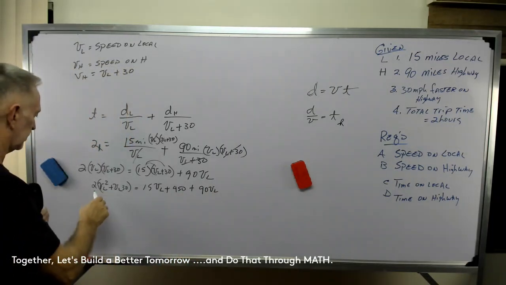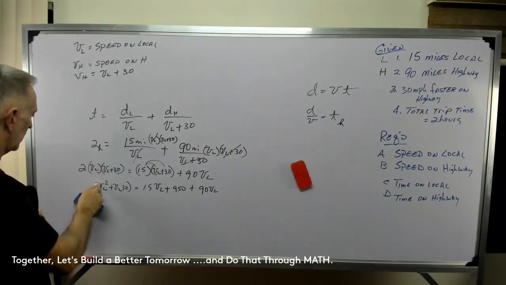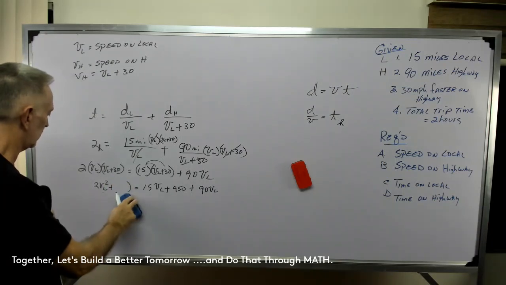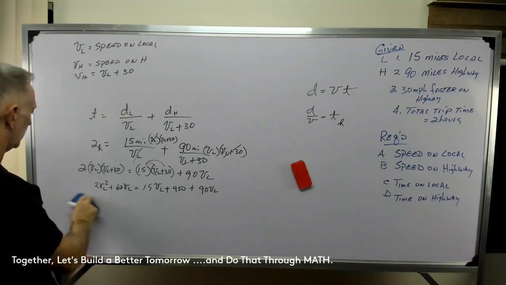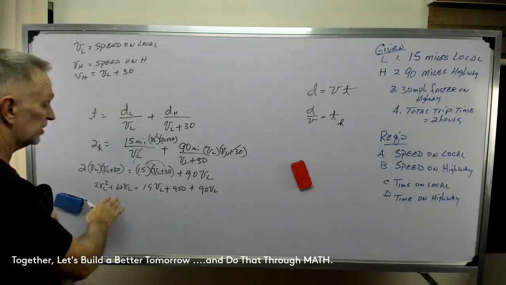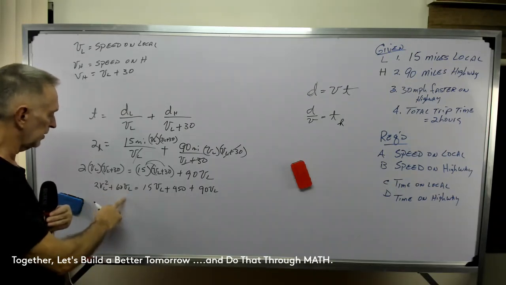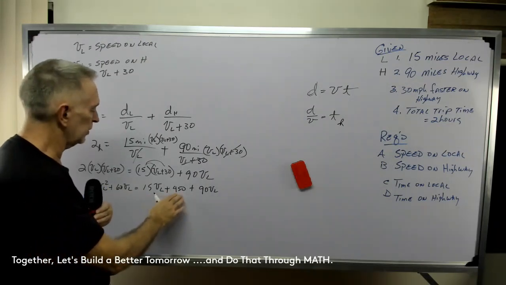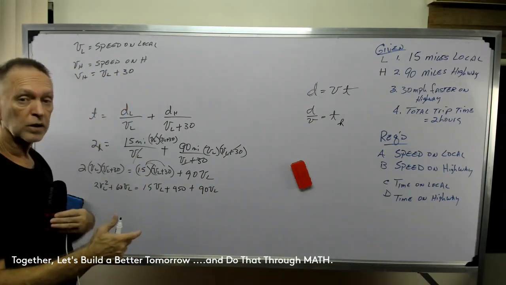Let me go ahead and expand this one. So this would be 2 V sub L squared, and distribute this times the 30 V sub L, which would be 60 V sub L. Now then, 2 V sub L squared plus 60 V sub L, and remember, that's the velocity on the local road, V sub L, equals 15 V sub L plus 450 plus 90 V sub L. Whew, let's collect some terms.